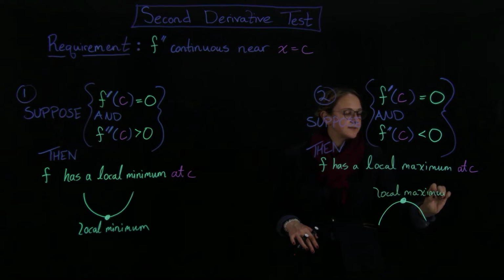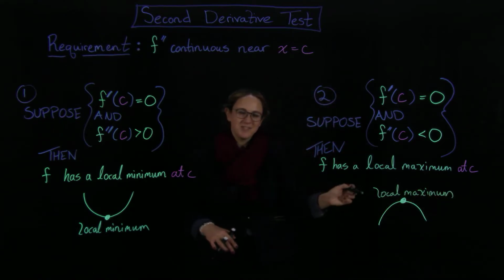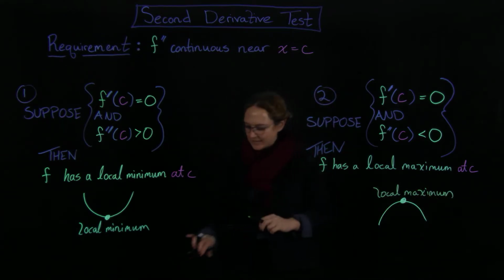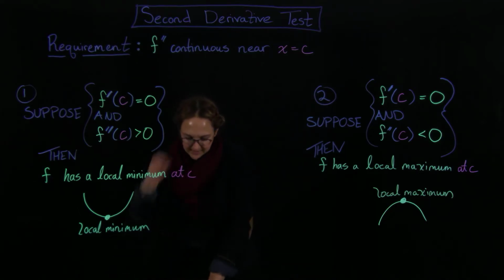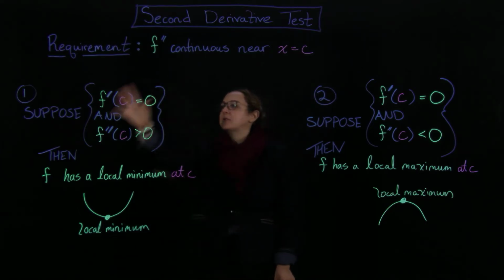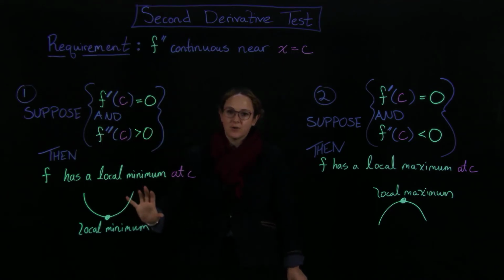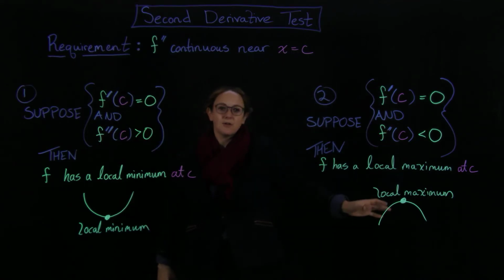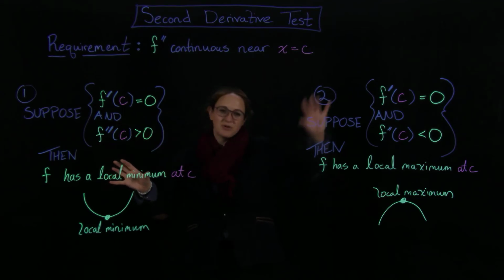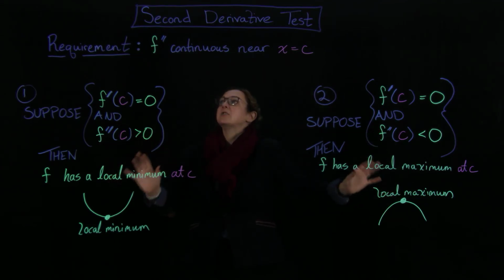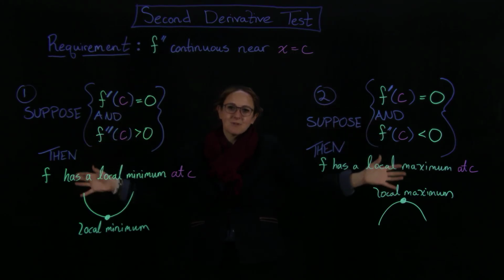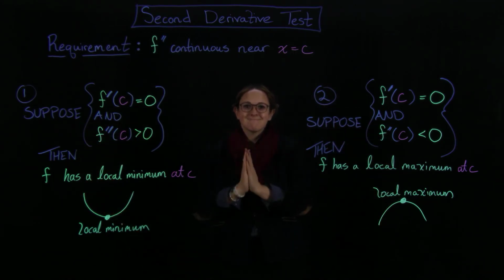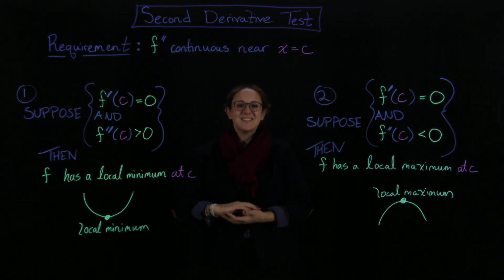For some reason, if people don't draw the picture, they tend to swap these two things. So it's good to actually draw the picture so that you don't swap them and you get the correct circumstance. But you need both of these things to be true, and then you know you have a local maximum. You need both of these to be true, then you have a local minimum. And you also need these to be true before you can even look at these. I hope that made some sense, and I'll see you in the next lecture.